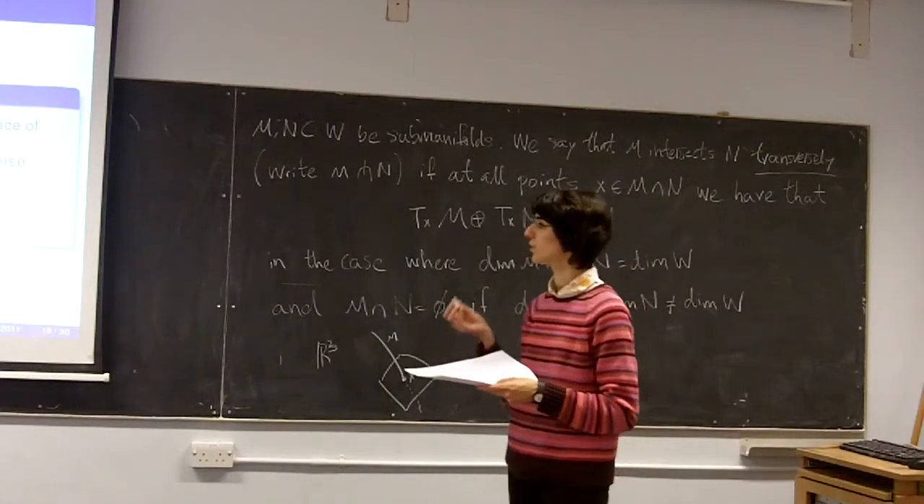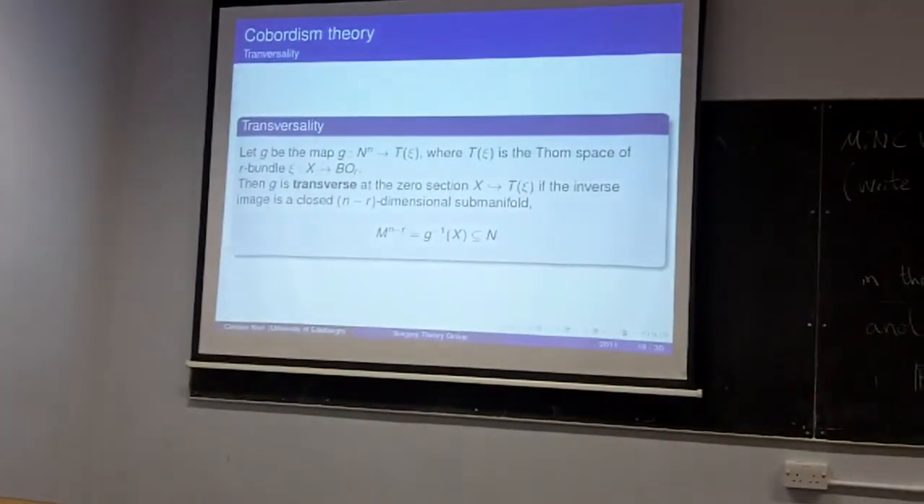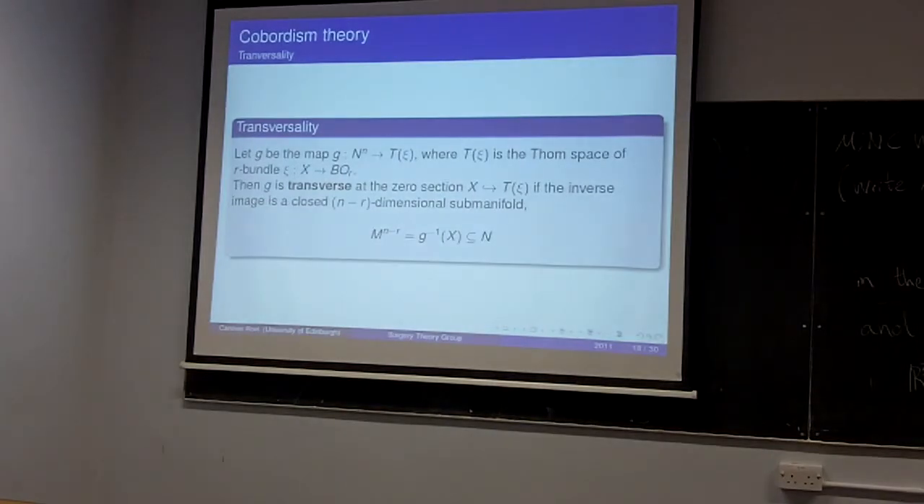What we have in Andrew's book is that definition, and if we consider a map G from a manifold M to the total space of a vector bundle, then it's very important to define what it means for the map G to be transverse. G is transverse at the zero section of that vector bundle if the inverse image of that zero section is a submanifold. So I'll erase this.